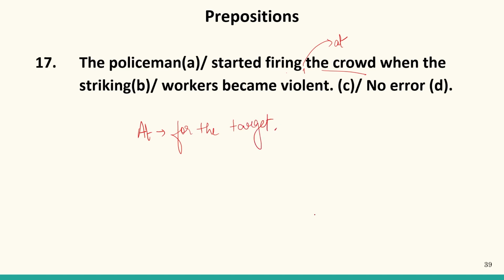For example, he threw the stone at the dog, or he pelted the stone at the dog. When something is targeted towards someone, we use preposition at over there.